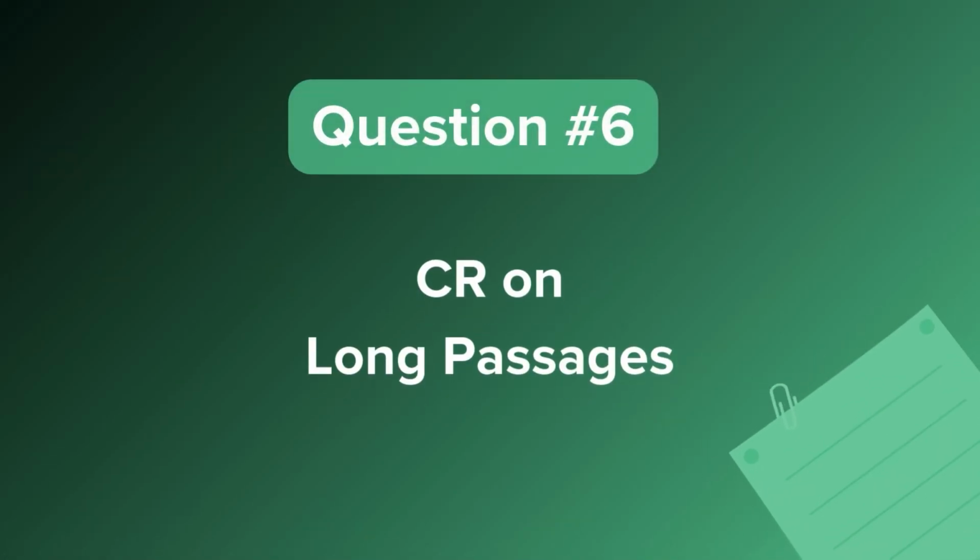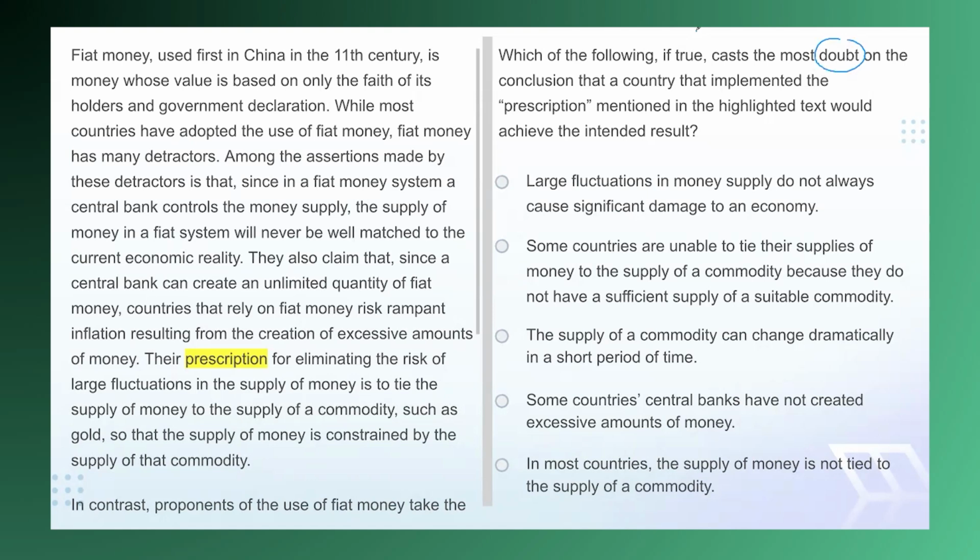Another uncommon question type is critical reasoning on long passages. These surprised me the first time I saw them. Most critical reasoning questions are paired with classic critical reasoning passages, short arguments tied to a single question. However, occasionally you get a classic critical reasoning question, strengthen, weaken, assumption, etc., on one of the longer multi-question reading comprehension passages.